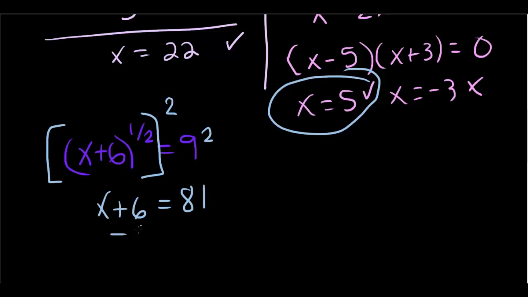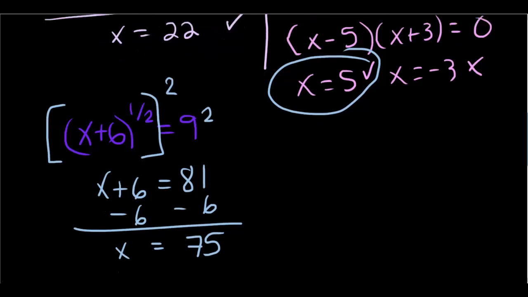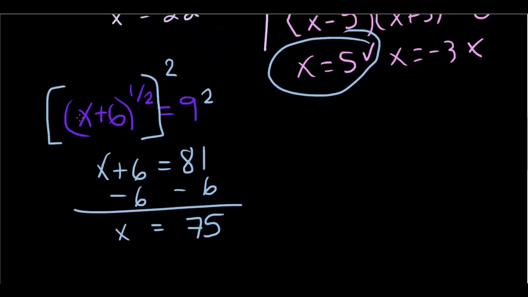Okay, so we subtract 6 from both sides. That's going to give us 75. And 75 plus 6 is 81. The square root of 81 is 9. 9 equals 9, so this is the answer. And that's it.